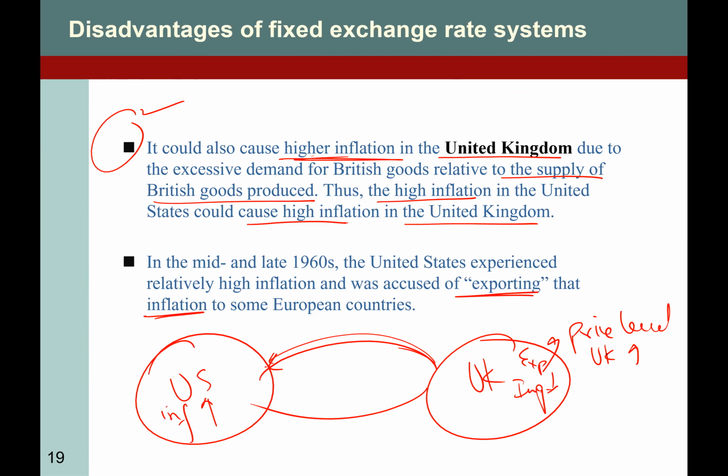And the government will say that we didn't do anything, and we are feeling a huge pressure of high inflation. And why is that? Because of the US, because they want to consume our goods. So that's what happened in the 1960s. The United States was experiencing relatively high inflation and was accused of exporting that inflation to some European countries.